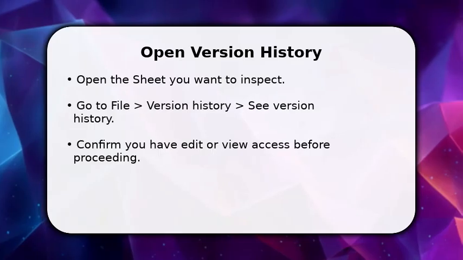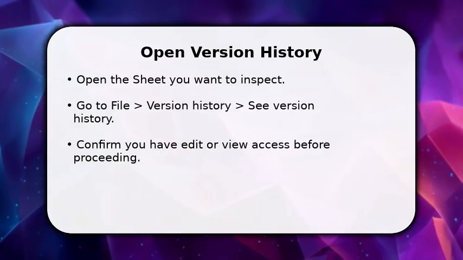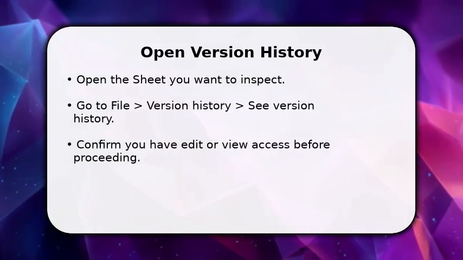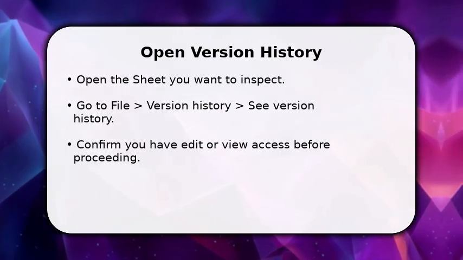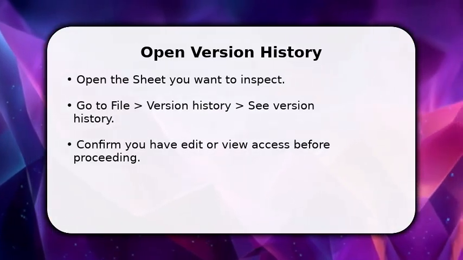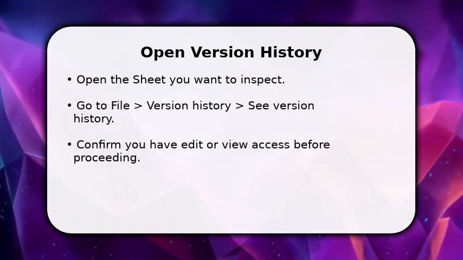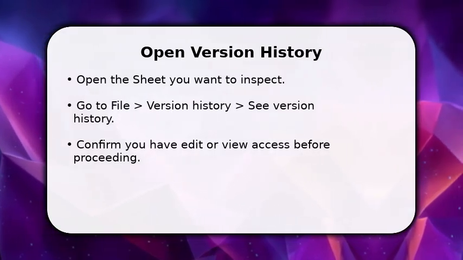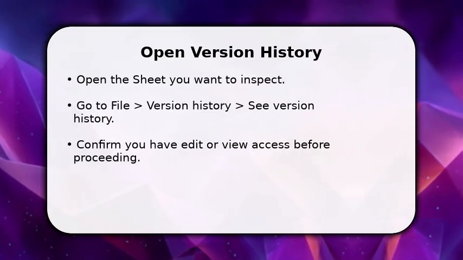You start by opening the Google Sheet you need. Click File, then choose Version History, then see Version History to open the right panel. Once done, make sure you are signed into the account that has access, otherwise you'll see limited detail. You'll immediately see timestamps and named versions on the right.